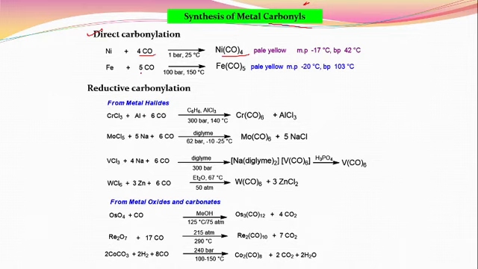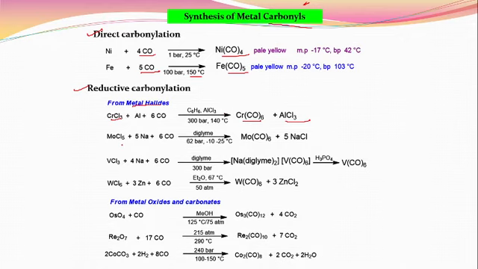Next, Fe is reacted with 5 CO. By giving a temperature of 150 degrees Celsius and 100 bar pressure, we get Fe(CO)5. Next process is the reductive carbonylation process. That means reduction takes place over here. First, reductive carbonylation from metal halide compounds. The first metal halide is chromium trichloride, which is reacted with aluminium and 6 CO. We get Cr(CO)6 plus AlCl3 by giving a temperature of 140 degrees Celsius and a pressure of 300 bar.